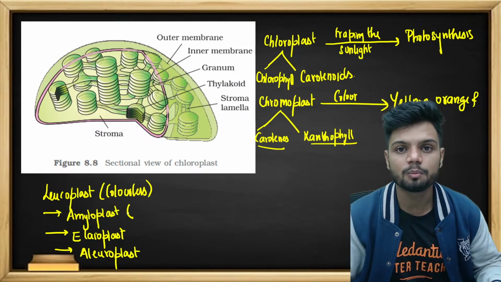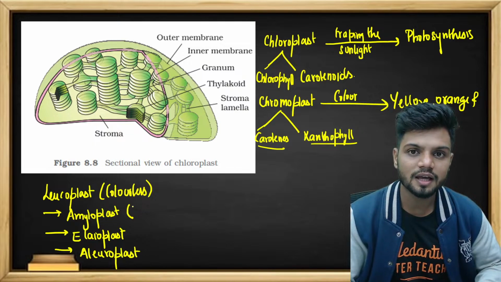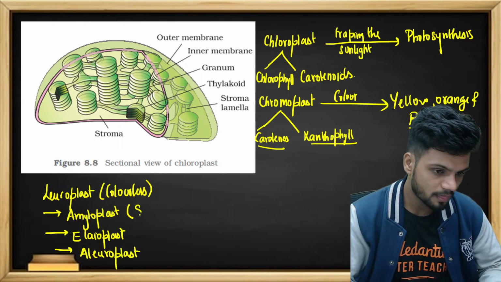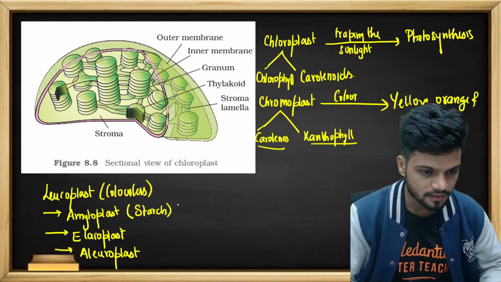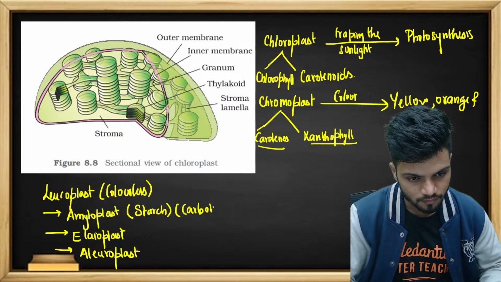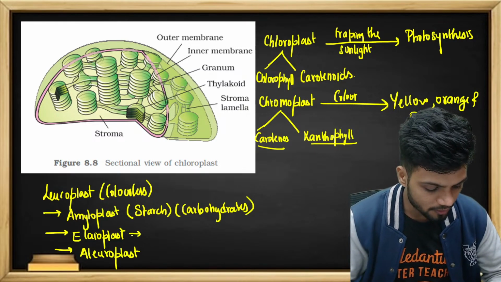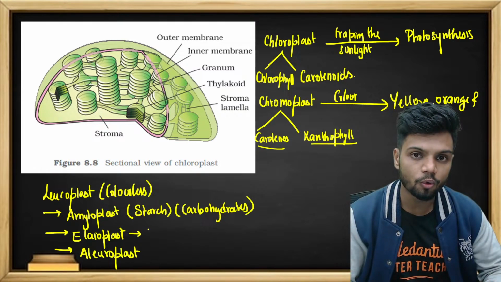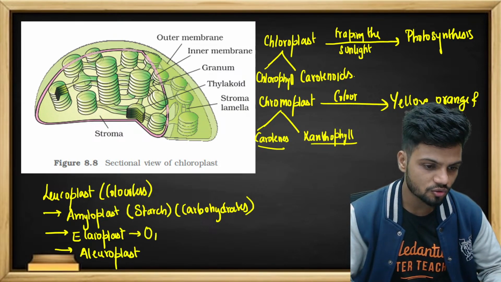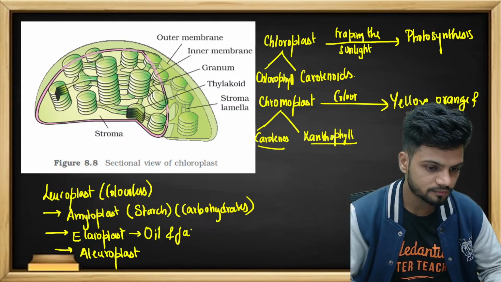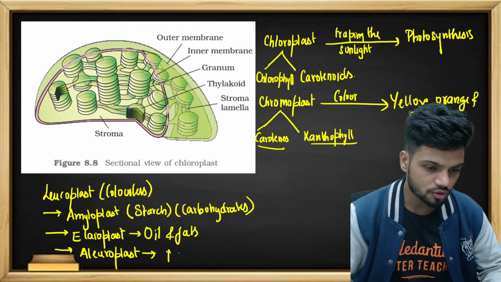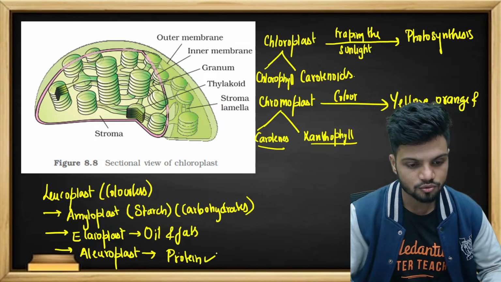Amyloplast: amylose and amylopectin are a type of starch, right? So it will completely store the starch, or can I say carbohydrates? Carbohydrates. Now, what about elaioplast? Elaio sounds like oil, right? Oil and fats. Aleurone layer is a proteinaceous layer, right? So it can store protein.